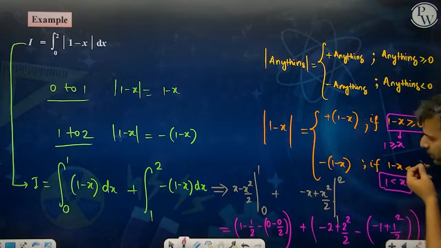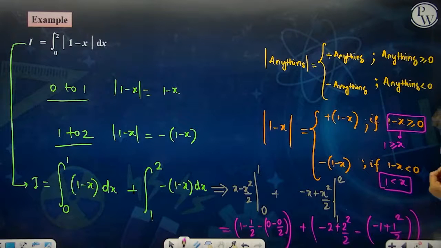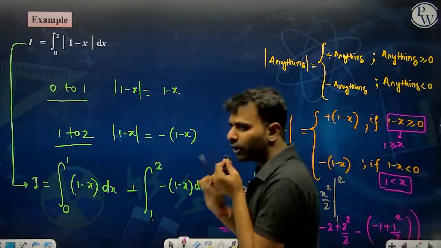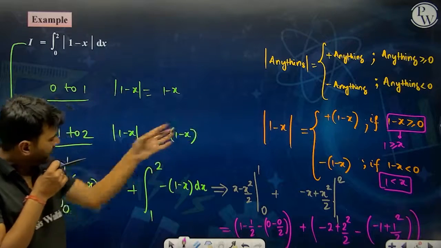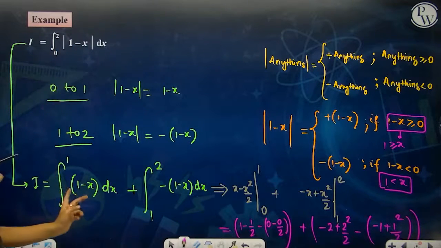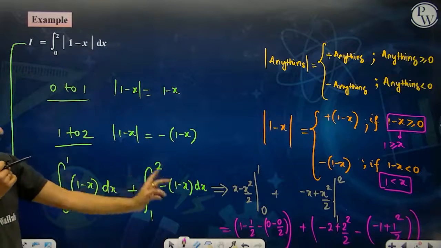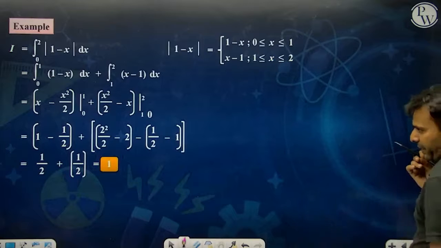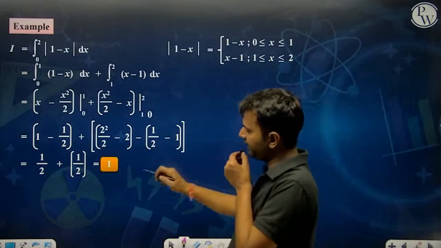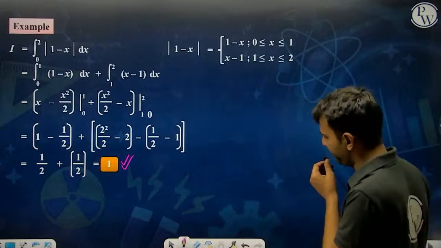Now just write down the answer of this particular thing. Your question will be done. Whenever you see modulus, your first agenda will be to open it. From there you got the idea that between 0 to 1 you can write down your modulus like this, and between 1 to 2 you can write it like this, and you know how to integrate these simple terms and get the answer quite comfortably. So 1 is coming out to be the final answer. I hope you guys are fine with this.